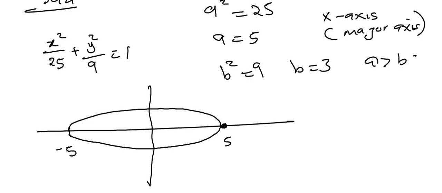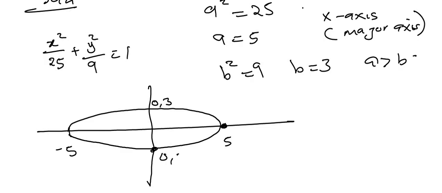Then we need to have b. This is (0, 3). Then this is what? This is supposed to be (0, -3), right? This guy here down. Yeah, this has to be (0, -3).